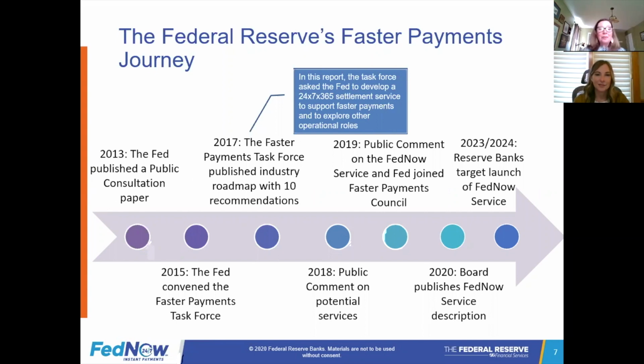So the task force asked the Federal Reserve to develop a 24/7/365 settlement service to support faster payments, and also to explore other operational roles that we might perform in support of faster payments. So the Federal Reserve, we did our own analysis of what that might look like, and we issued a Federal Register notice in 2018, once again asking for public comment on potential actions that we could take to offer a real-time gross settlement interbank clearing and settlement service.